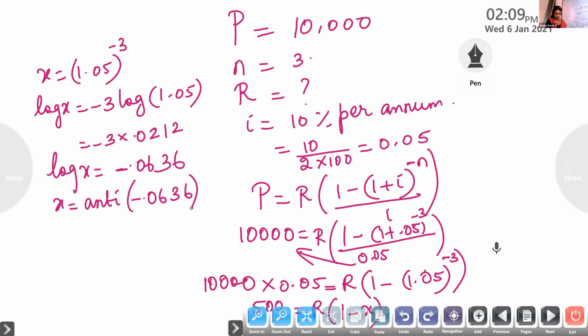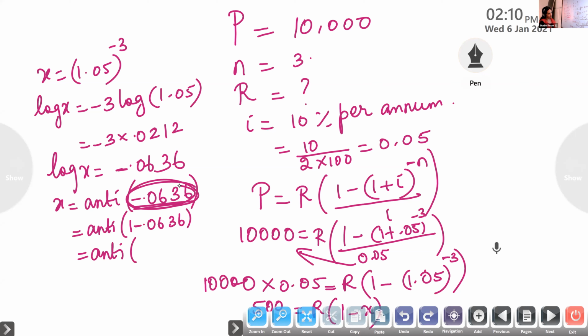So 0.636, take the anti-log of that value. Whenever we have a minus, we can write this as the anti-log of 1 minus 0.636, isn't it? So what is 1 minus 0.0636? Minus values are not allowed for the anti-log, so what did we do? It can be written as 1 bar point.